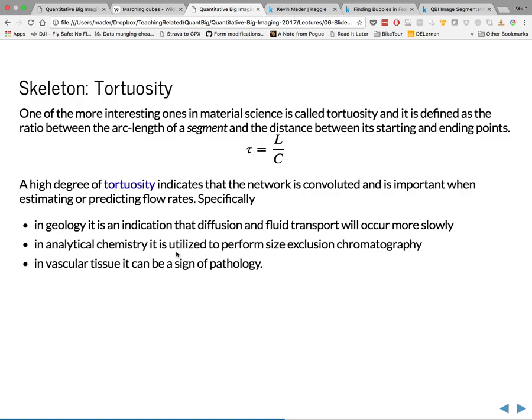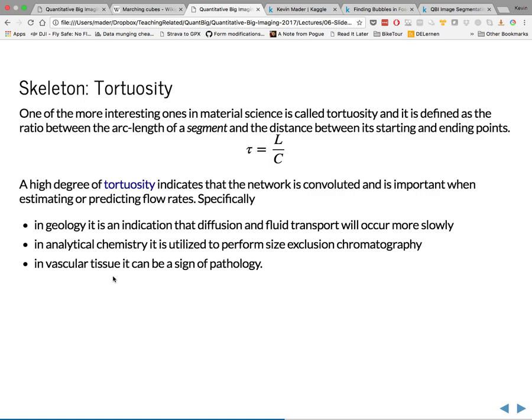Analytical chemistry. This is one of the very important things when you're doing things like chromatography and you want to be able to separate components by size. You have a very tortuous structure, and small things can go through it much quicker than large things. And so this now gives you the ability to analyze that in the actual image itself so that you could potentially predict where this would come out.